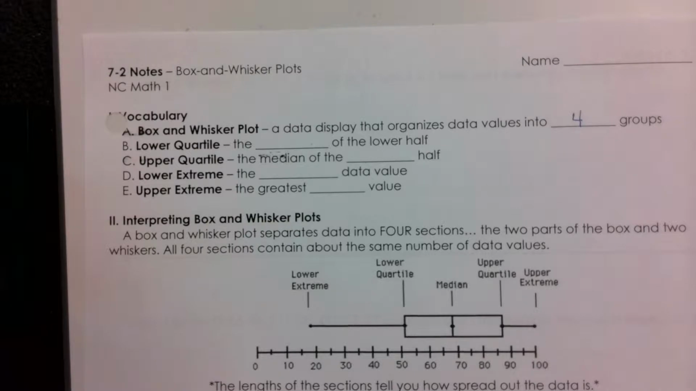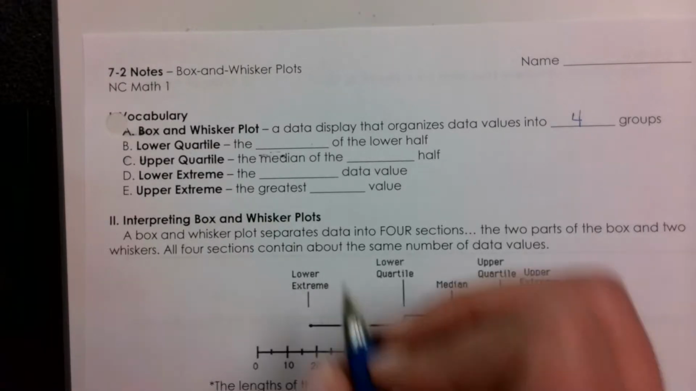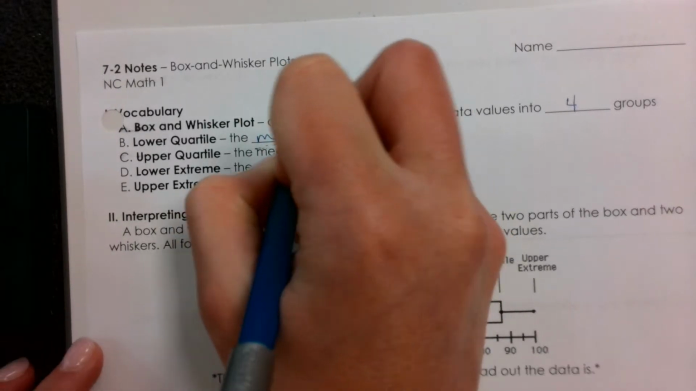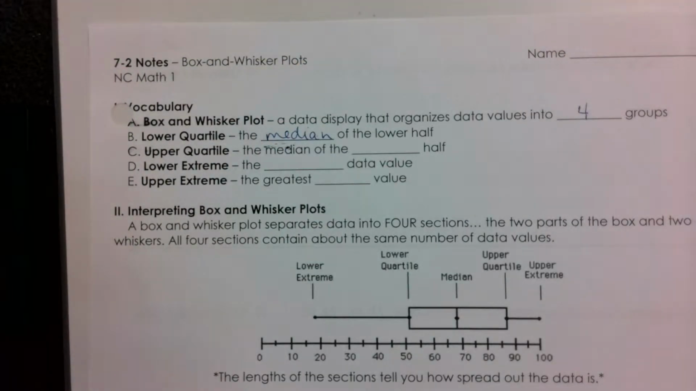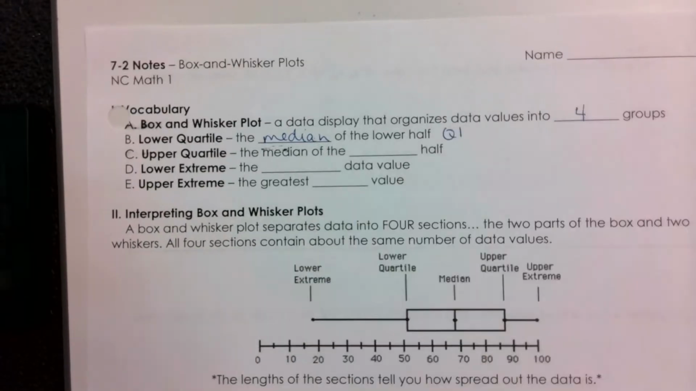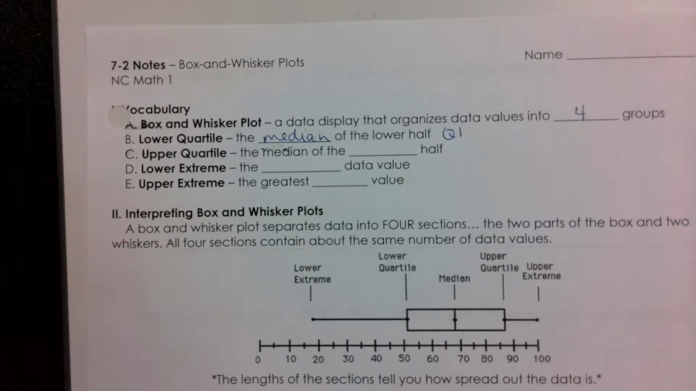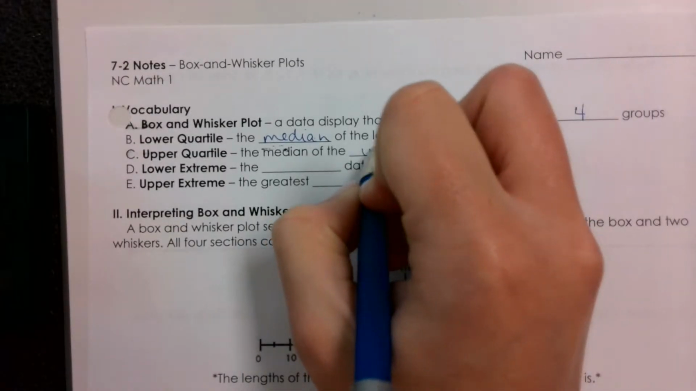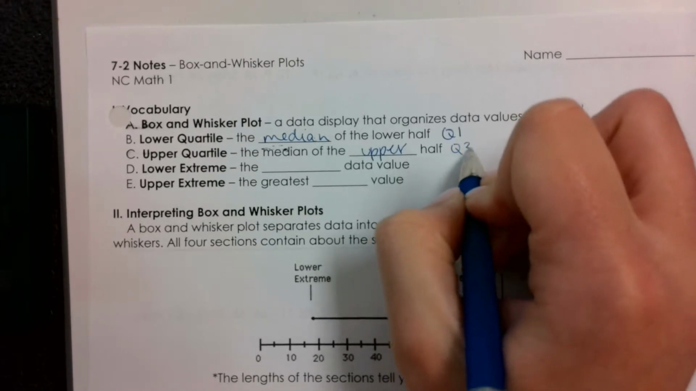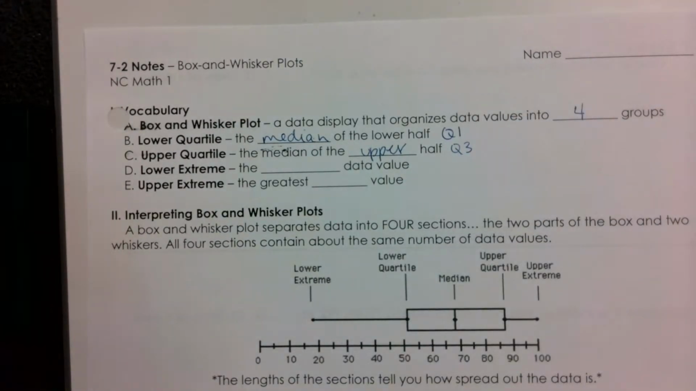Quartiles. Good. So your lower quartile is going to be the median of the lower half. What did we call that yesterday? Q1. Exactly. So lower quartile and Q1 are interchangeable. Okay. So if you see lower quartile instead of Q1, it means the same thing. So then your upper quartile is going to be the median of the upper half of your data. And what did we call that yesterday? Q3.